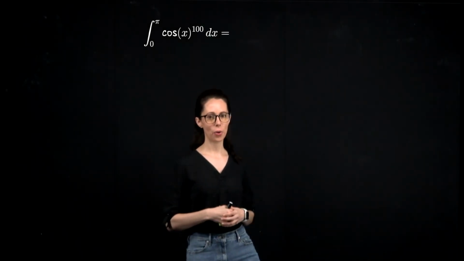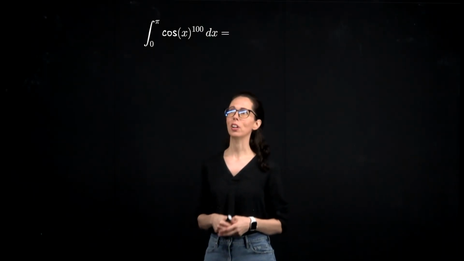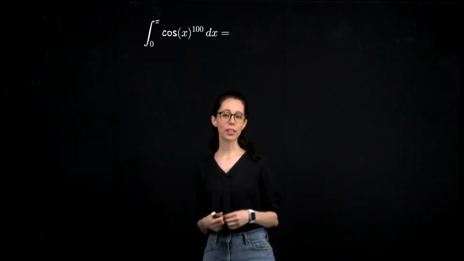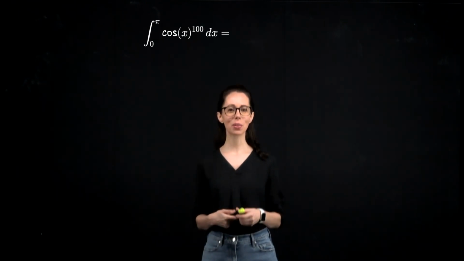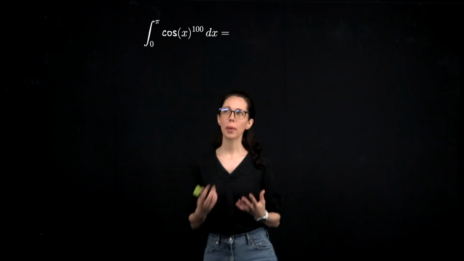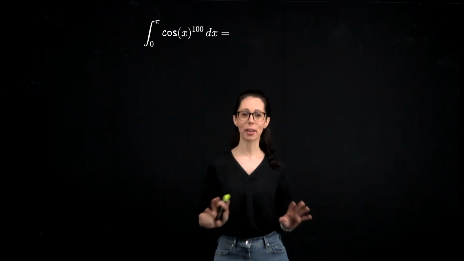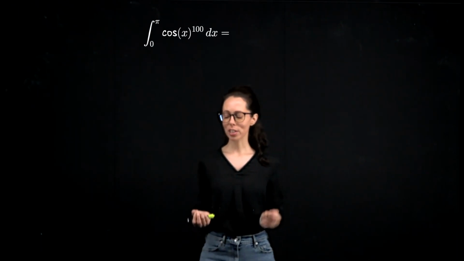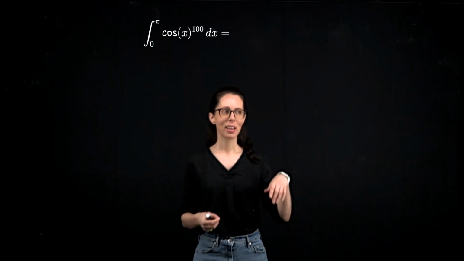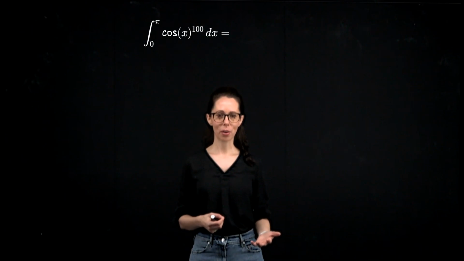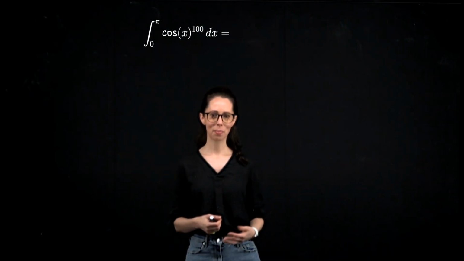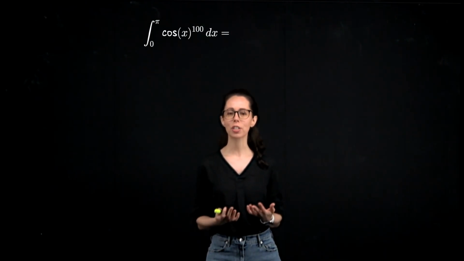The goal of this video is to compute the definite integral of cosine of x raised to the 100th power from x equals 0 to x equals pi. It's a definite integral, which means at the end, our final answer will just be a number. In order to do this, we're going to integrate some other powers of cosine, spot a pattern, then come up with a general expression.